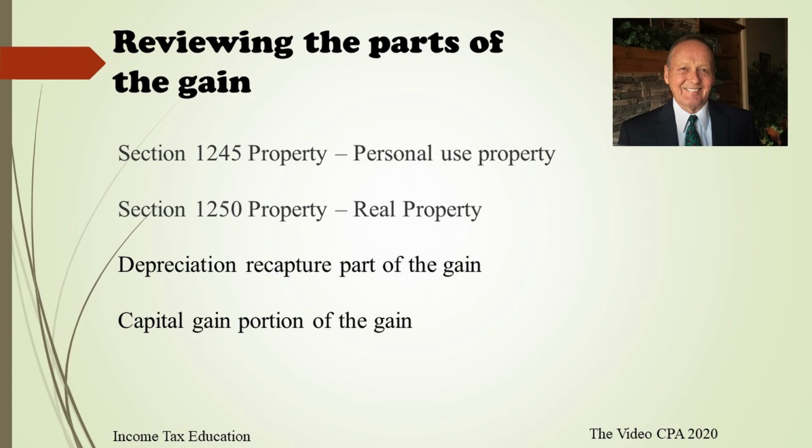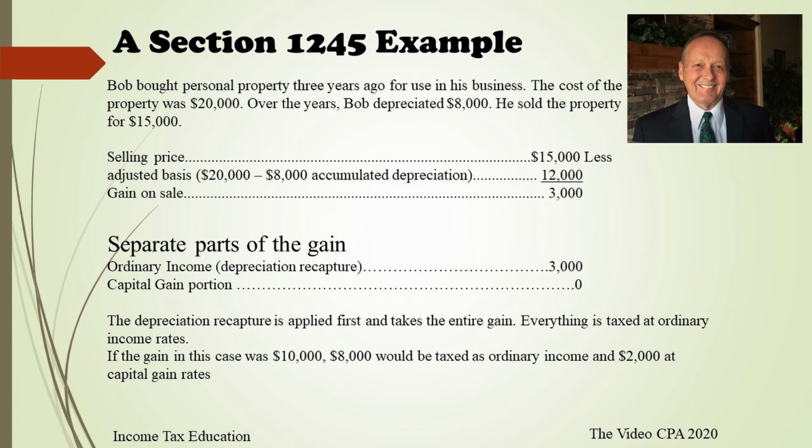For example, 1245 property, if there's a gain on that, the depreciation is recaptured and taxed at ordinary income rates. With Section 1250 property, the depreciation is still recaptured, but that depreciation that's recaptured is taxed at a 25% maximum capital gain rate. And so, two parts usually: the depreciable property part, and then the capital gain portion of the gain. And so, let's look at an example. This is section 1245 property.